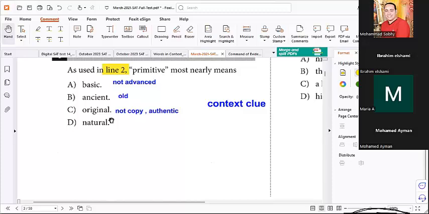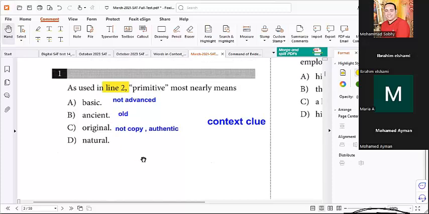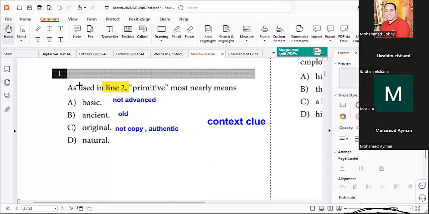Okay. So here, which one do you think is the suitable answer for this one? I think it's basic. Correct. Primitive is like basic, not advanced. Exactly. Good choice. Okay, thank you.